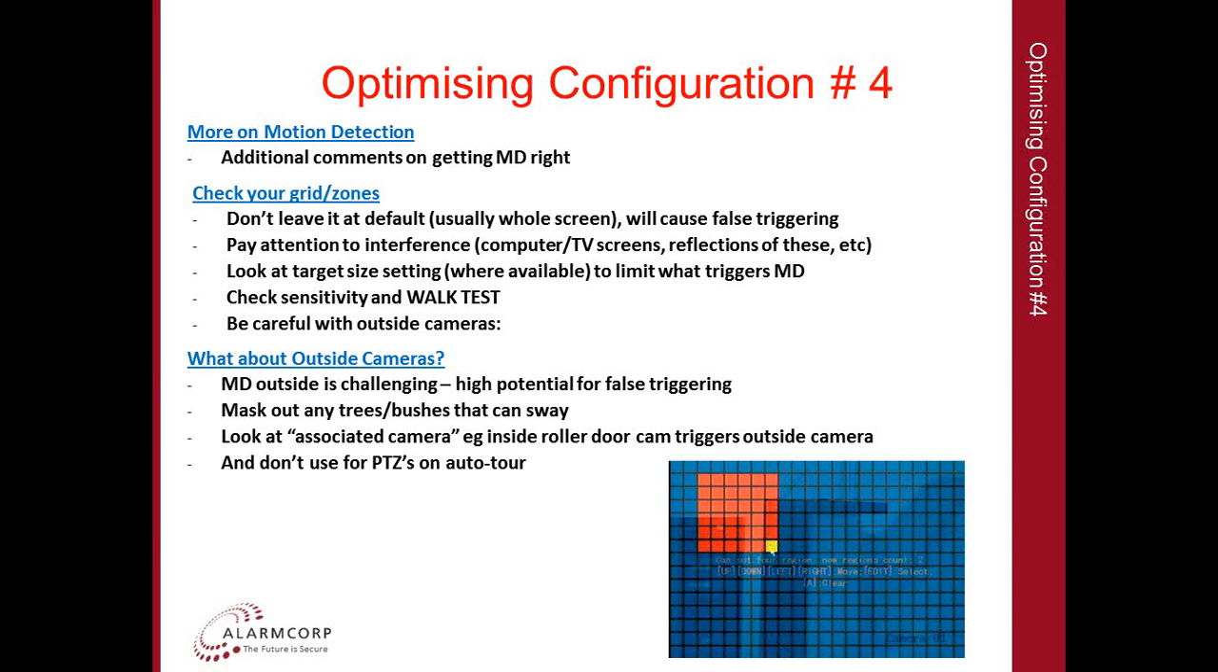So what happens then is the truck pulls up to the roller door and the door goes up. This is the event that triggers the motion detection on the inside camera, and by default that then also triggers the outside camera. Because you've also set up your pre-event, you will actually have already captured the truck pulling up to the roller door. So that is one neat way of getting around motion detection for outside cameras. And finally, don't use motion detection on PTZ cameras that are on auto tour, because they will continuously trigger.